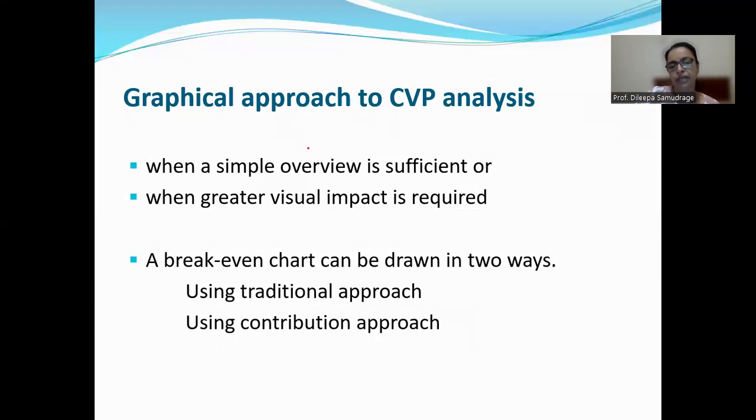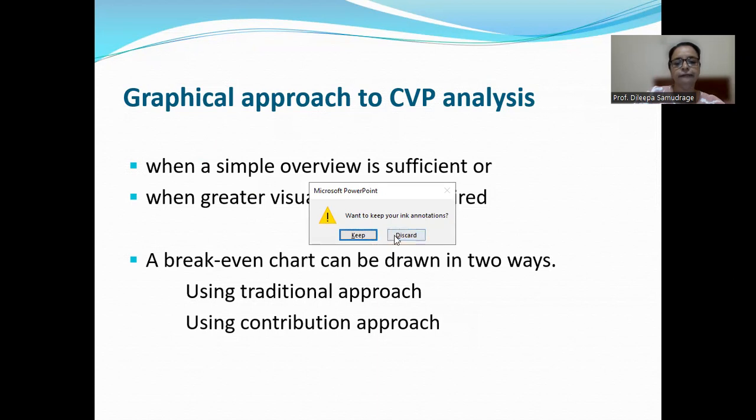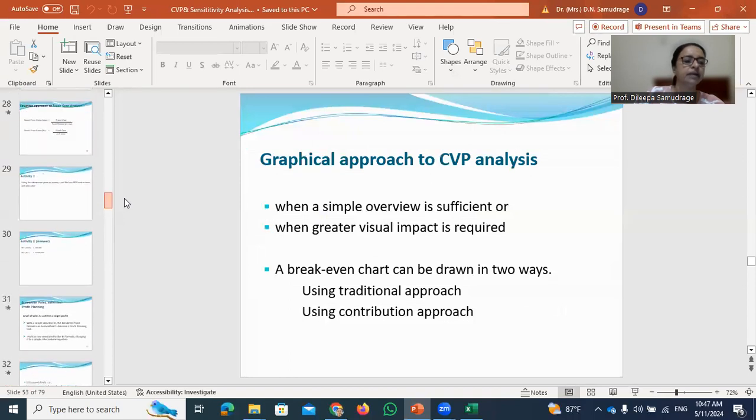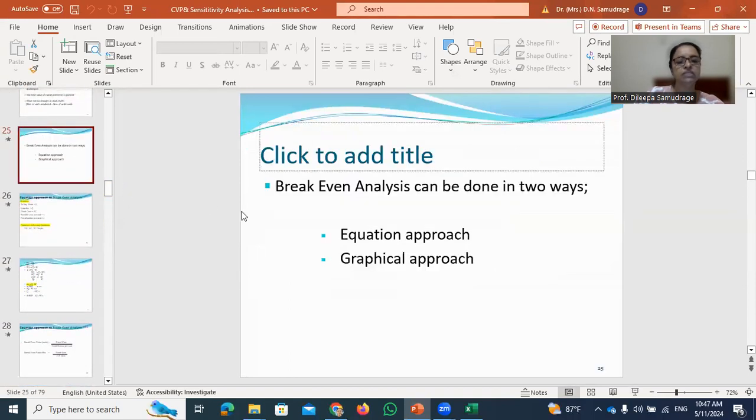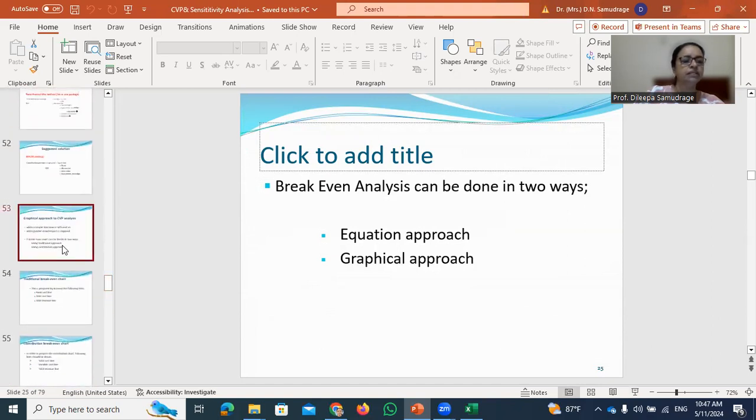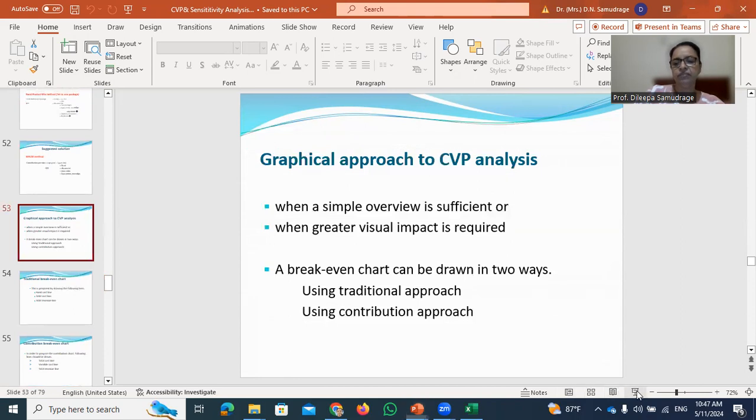So I hope you can remember, we explained at the beginning, right? I'll show you. Break-even analysis can be done in 2 ways. So I explained that at the beginning. So this is the slide. Break-even analysis can be done in 2 ways. One is the equation approach. The other one is the graphical approach. We did the equation approach, right? So now we are moving to the graphical approach to CVP analysis.